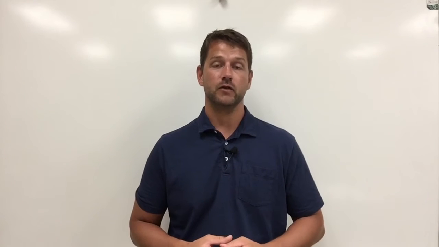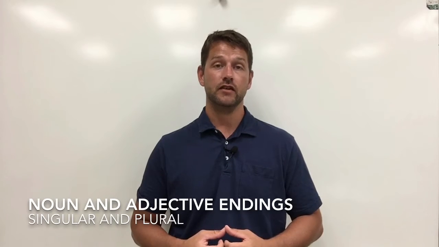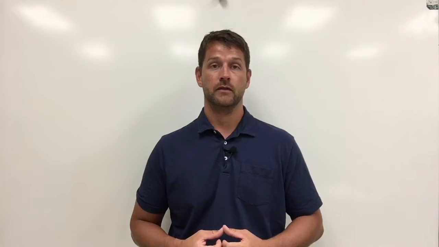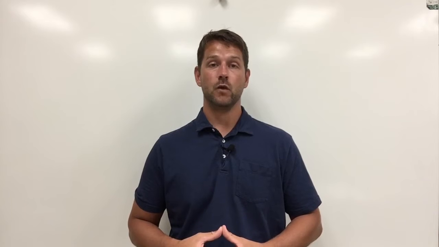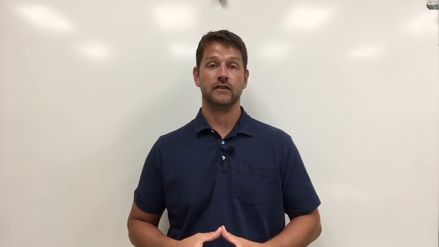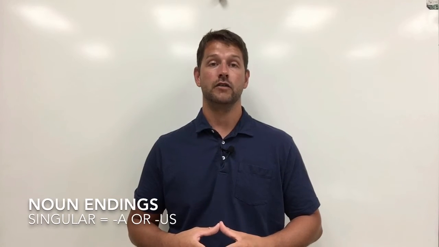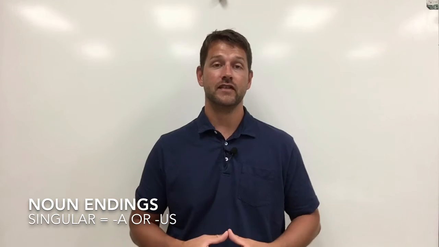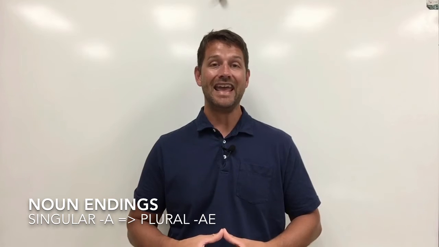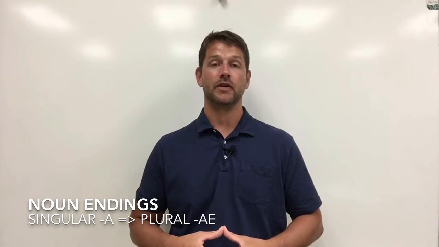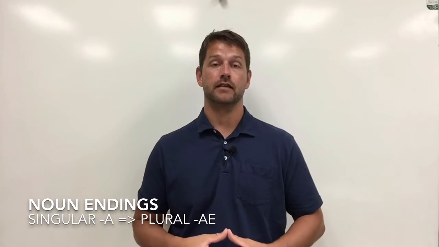Now, as we look at nouns and adjectives in this section, we'll be able to differentiate between singular and plural for different nouns. Many of the nouns that we have come across so far end in one of two different ways. If it's the subject of the sentence, it's either A or US. Those have been the singular forms. If we want to make them plural, the A turns into an AE ending. We'll pronounce that I.